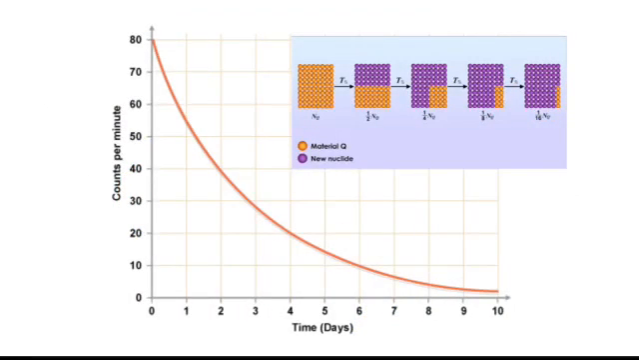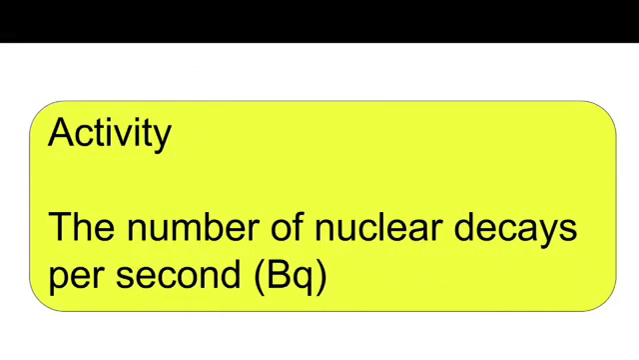Although each individual atom decays at random, with large numbers of nuclei in any sample, we can see a pattern over time. Before we look at this decay curve pattern, we need to clarify a couple of terms. The activity of a radioactive sample describes the number of nuclear decays that are happening per second. We measure this activity in a unit called the becquerel, given the symbol capital B, lowercase q.